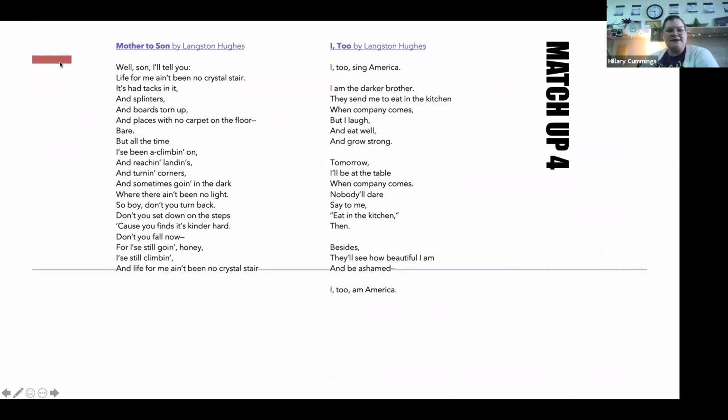All right, that brings us up to "Mother to Son" by Langston Hughes versus "I, Too" by Langston Hughes. So two poems by Langston Hughes that are up against each other in matchup number 4.